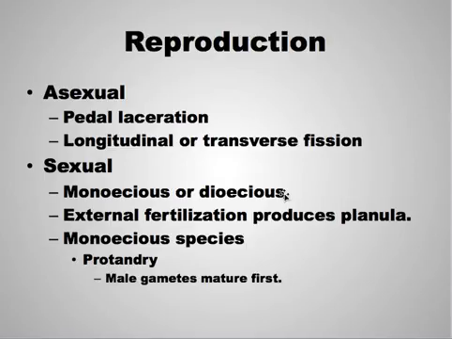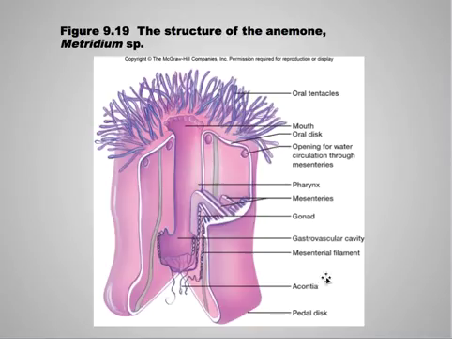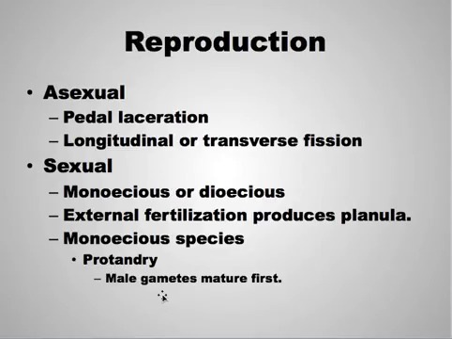Reproduction for this group is by pedal laceration. So if the pedal disc is the bottom part of the anemone, if a portion of that breaks off, they can actually form a new anemone. Or they can also reproduce by longitudinal or transverse fission. So if they slice themselves in half or a third, they can actually form new individuals. Sexual reproduction, some species are monoecious, some species are dioecious.